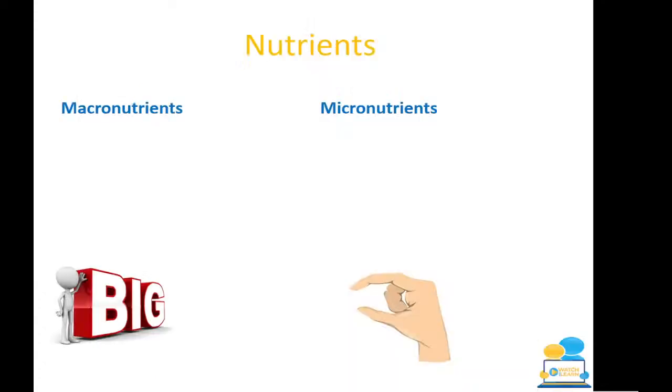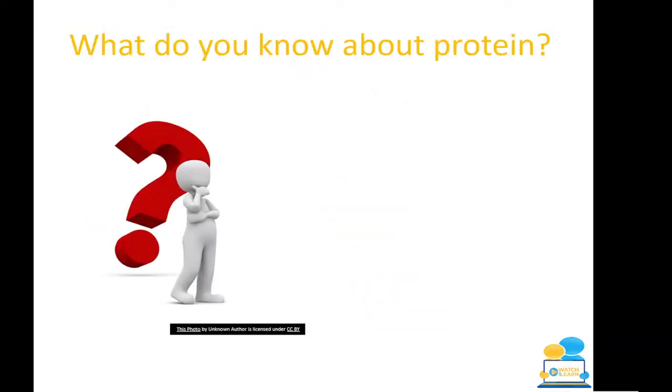So what are nutrients? Macro comes from the Latin meaning big, whereas micro comes from the Latin meaning small or tiny. So macronutrients are protein, fat, and carbohydrates. Now you may hear me abbreviating carbohydrates to carbs. Micronutrients include our vitamins, minerals, and our water.